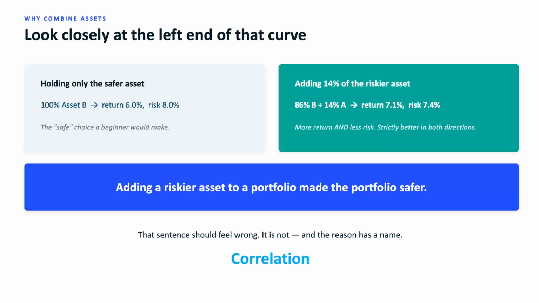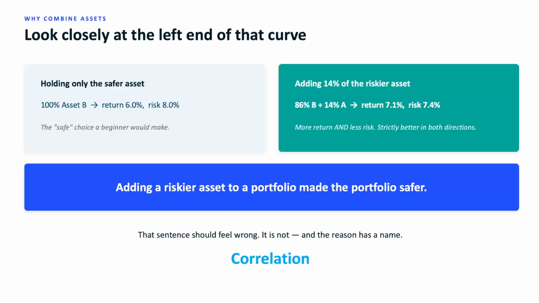Now you take 14% of that money and move it into asset B, the risky one, the 20% volatility one. Your return goes up from 6 to 7.1. No surprise, you added a higher returning asset, but your risk also goes down from 8% to 7.4. More return, less risk is strictly better in both directions at once. Say it plainly, adding a riskier asset to your portfolio made your portfolio safer.